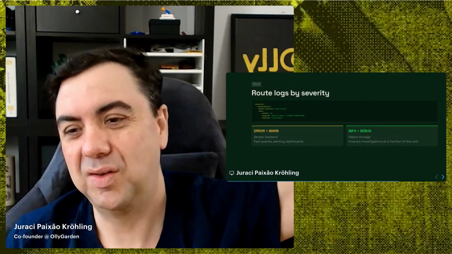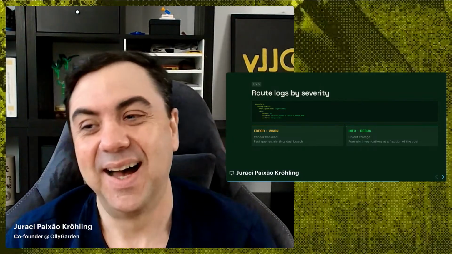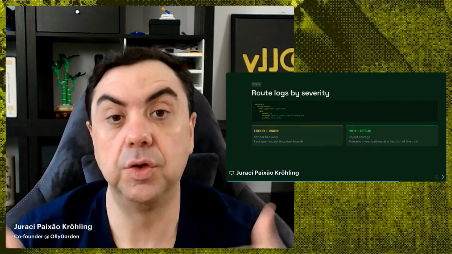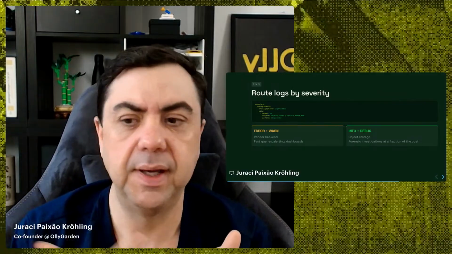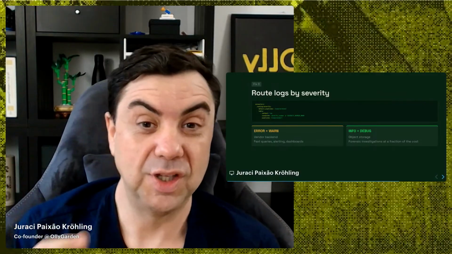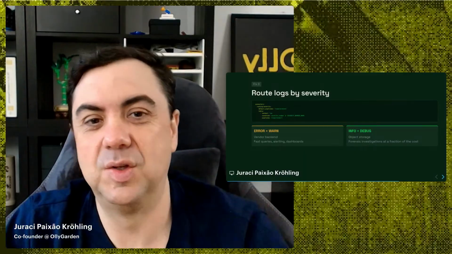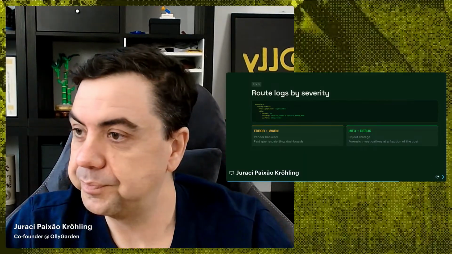Why would you alert on logs? I don't know, but you can do that. But all the other logs, the low value logs, you can route them by severity, by attributes like development.environment.name equals dev goes to my object storage.